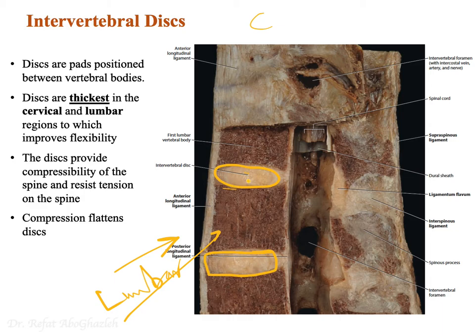But why? Because there is a lot of movement there, and you need to improve the flexibility. Anyway, the disc provides compressibility of the spine and resists the tension of the spine. Any extra pressure on it can lead to flattening it, and sometimes it gets herniated into the vertebral canal, right? Herniated to the back.